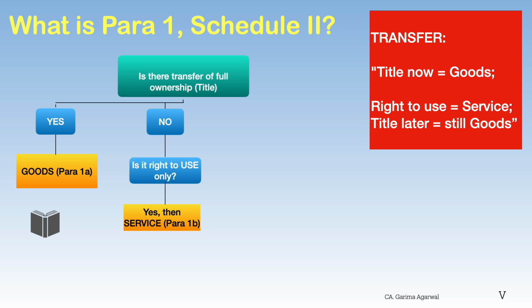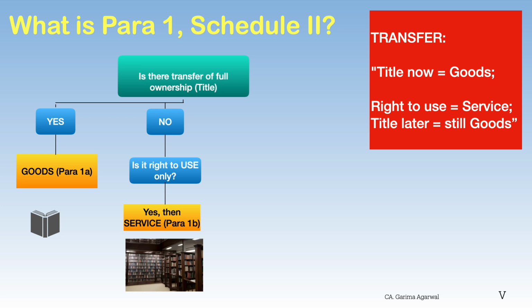is a supply of service. This is a common confusion point. So, if you own a library and hand over a book to a customer for temporary use, that is rental purposes, without transferring its ownership, it is a service. It is not a transfer of goods. It is a provision of service.